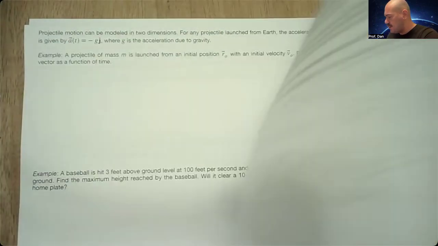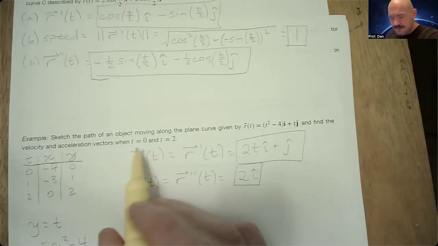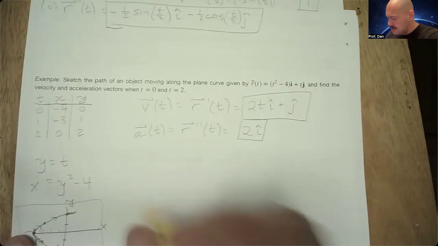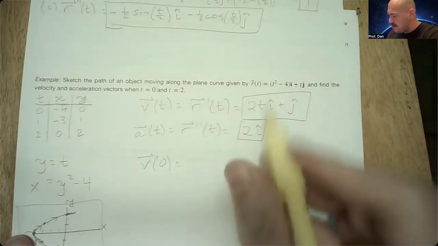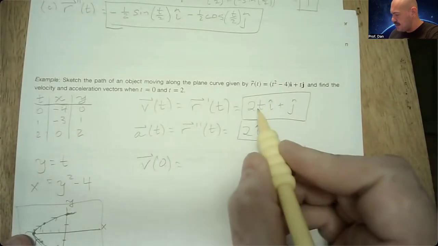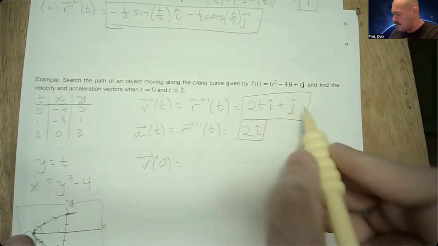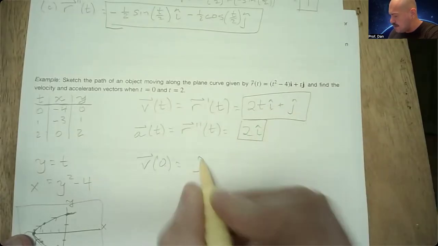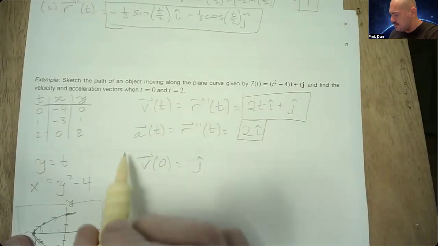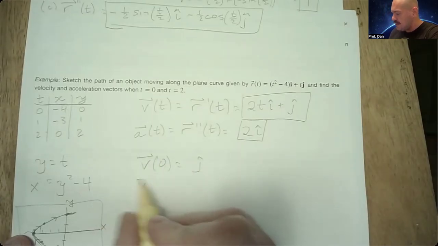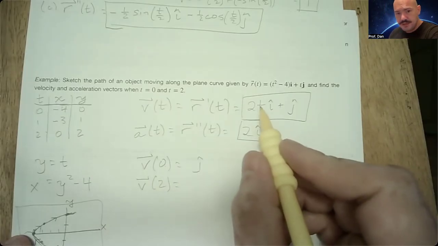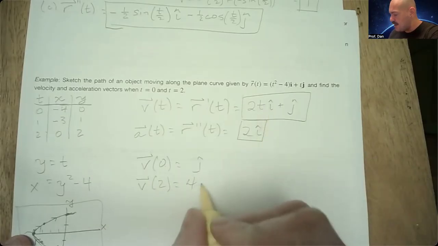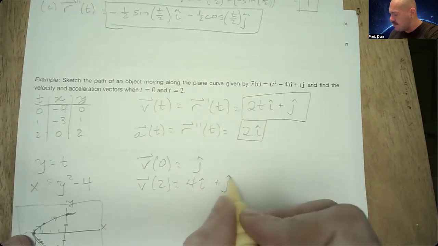Oh, whoops. Got to do that for these. So, backtracking. If I want to find the velocity vector when t is 0, I just plug in 0 for t, and I get 0 for my i component, and I still have 1 for the j component. If I want to find my velocity vector when t is 2, same idea. Plug 2 in for t, I get 4i plus j.